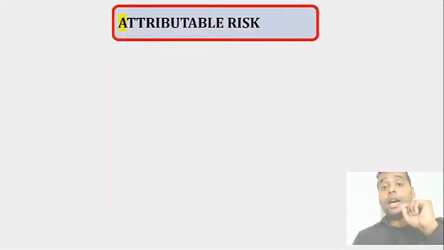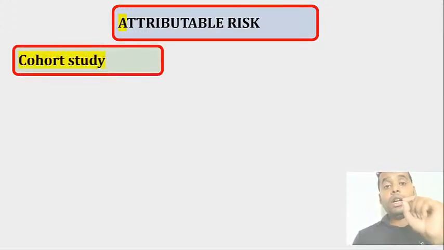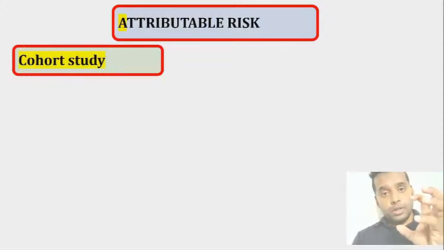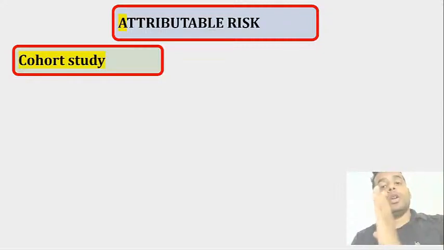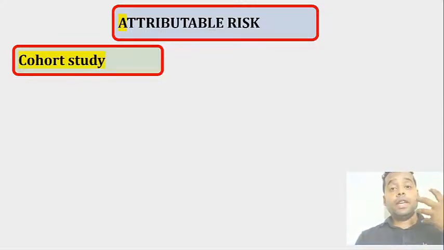So first, attributable risk. We calculate this from cohort study. We take smokers, non-smokers, exposed group, non-exposed group. Then we do follow. Then we get incidence in exposed and incidence in non-exposed. With the help of this, we calculate attributable risk. I will tell the formulas. I will discuss how to calculate.